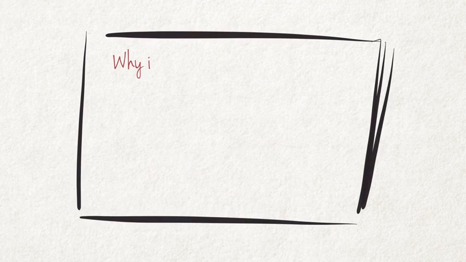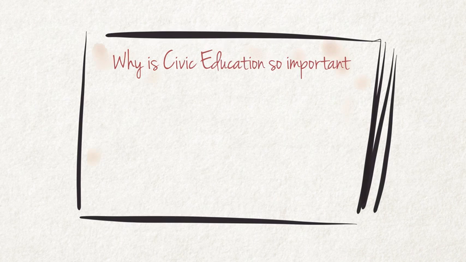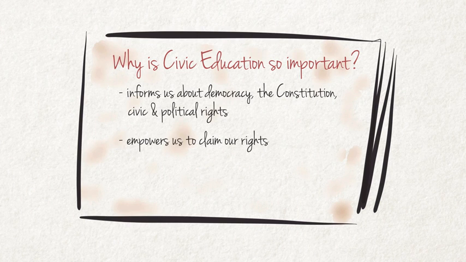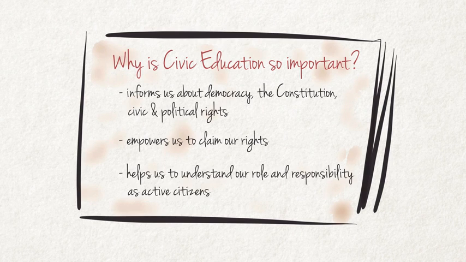To summarize, why is civic education so important? We learned that civic education is a vital part of any democracy. It equips ordinary people with knowledge about our democracy and our constitution, with the purpose to empower us in a democratic system. Civic education teaches us what we as individuals can do to protect and support our democracy. We come to understand our role and responsibility as active citizens.